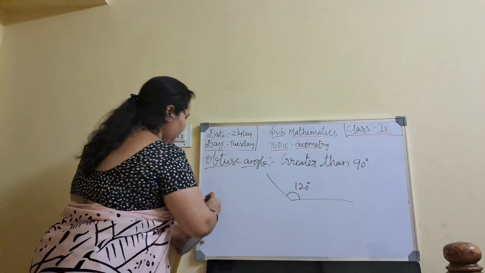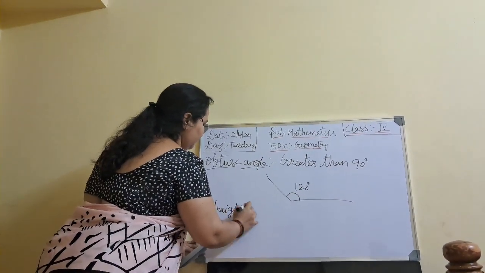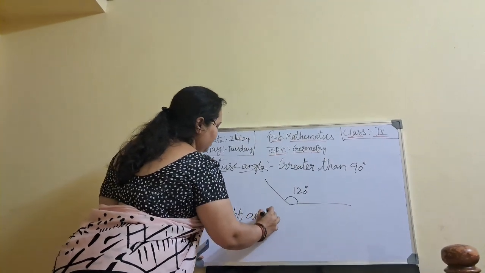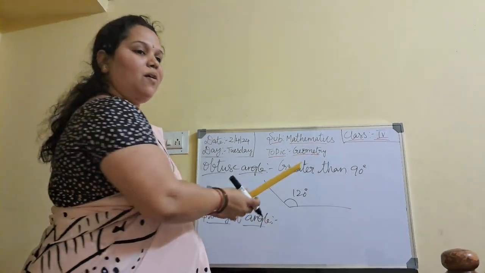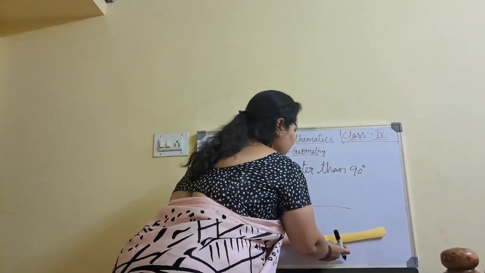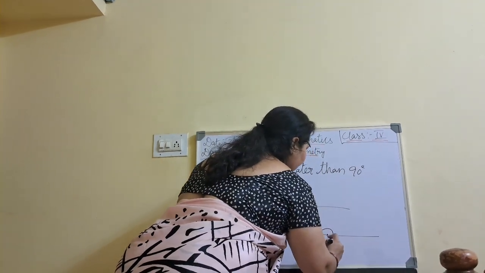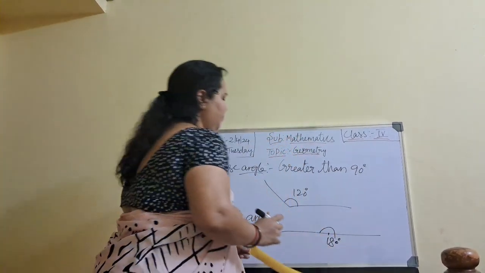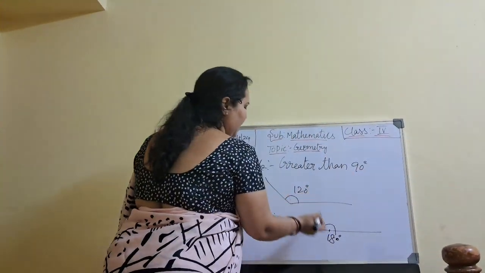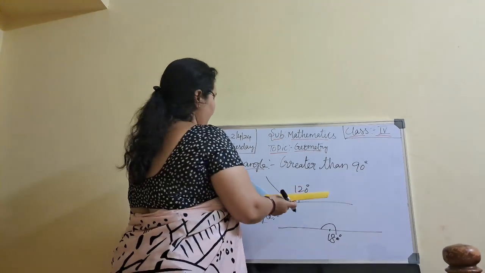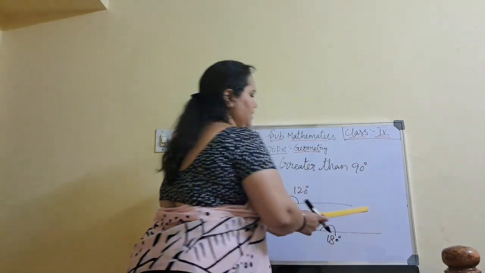Then one last angle, the straight angle. What is that? A straight angle is always 180 degrees, like this. Already I told you, degrees we will represent like this. See, an obtuse angle will be like this and a straight angle would be like this.